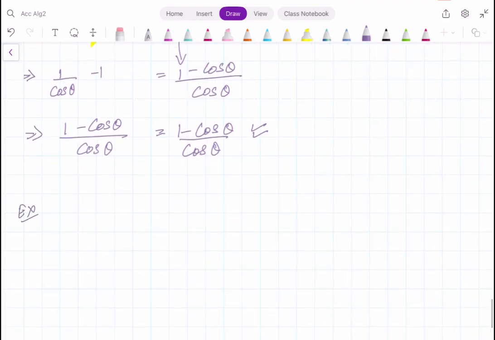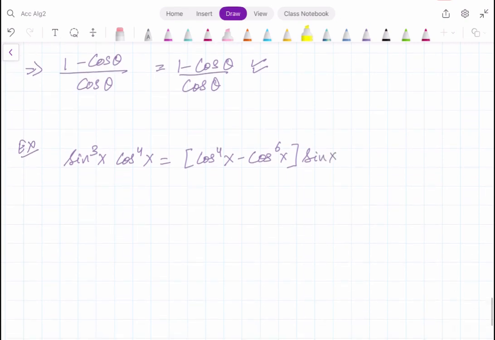Let's continue. Let's take one more example. It's fun to solve these. Now we have sine cubed x cos to the power of 4x. Then on the other side, we have some powers. Now it is a good decision to solve the right hand side in this case.